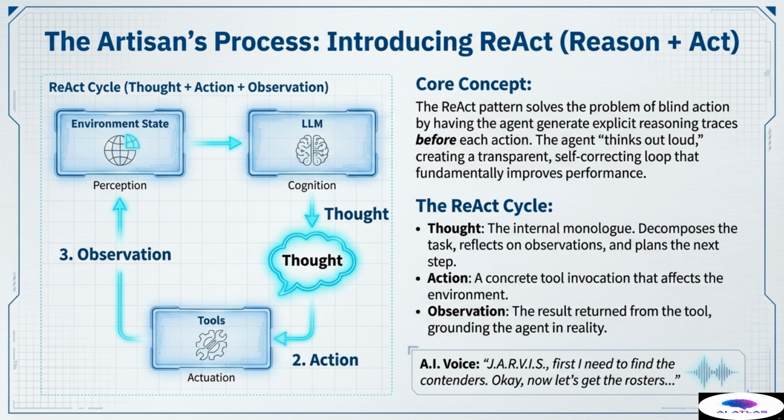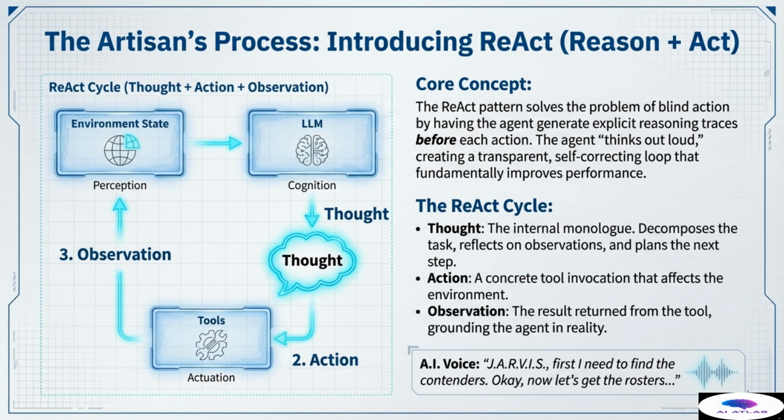discussed. Instead of simply generating an output, the agent is trained to generate explicit reasoning traces, known as thoughts, before taking any action. This is the core concept. The agent literally thinks out loud, creating a transparent and self-correcting loop that dramatically improves performance, reliability, and most importantly, adaptability, especially in exploratory tasks.